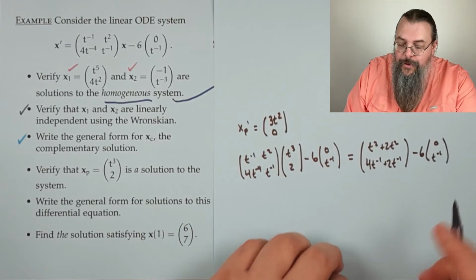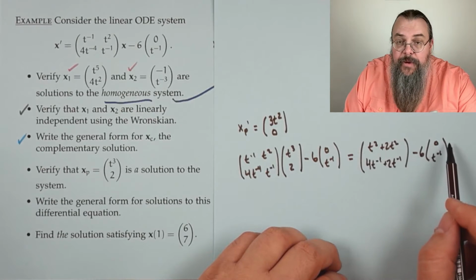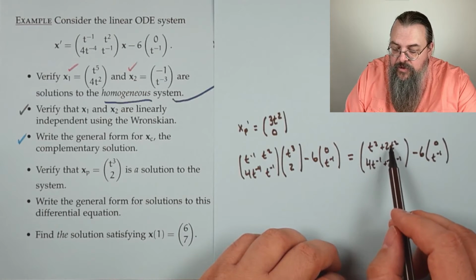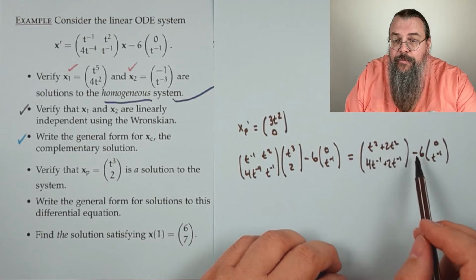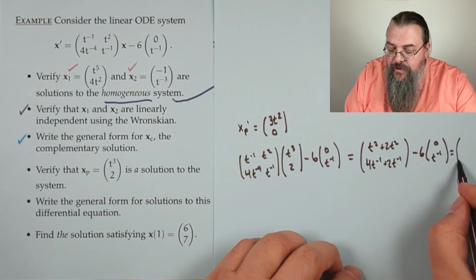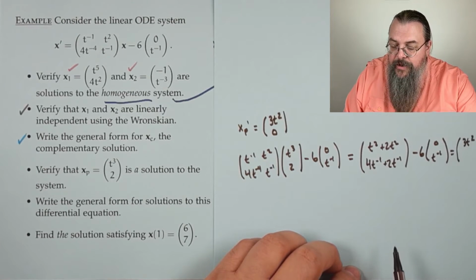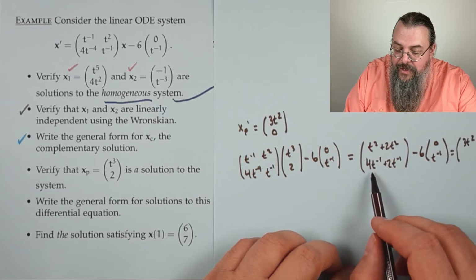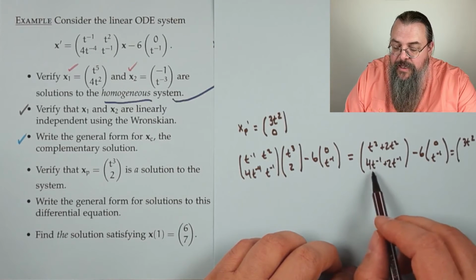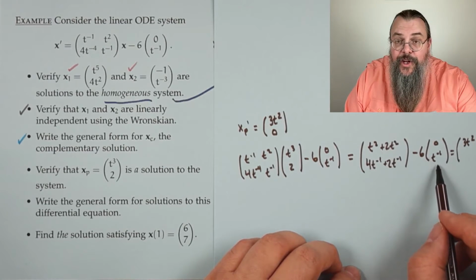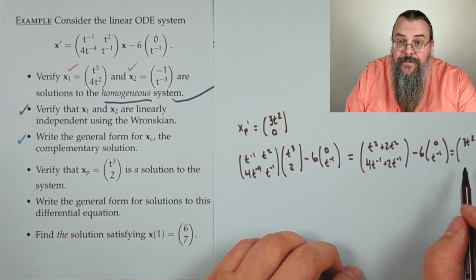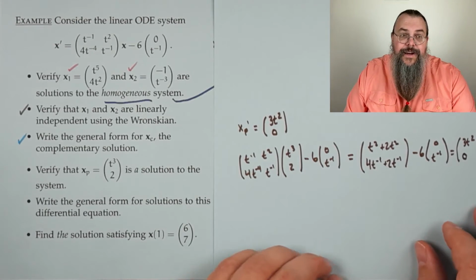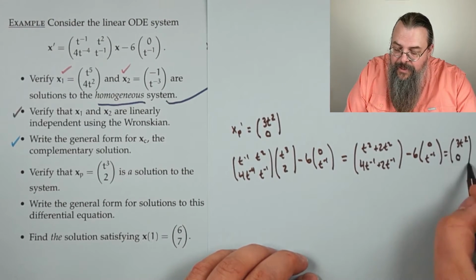Now, we can just combine the top entries, right? So we have t squared plus 2t squared minus 6 times 0. So what does that give us? t squared plus 2t squared minus 6 times 0 gives us 3t squared. Good. Bottom, 4t to the minus 1 plus 2t to the minus 1, that's 6t to the minus 1. We're going to subtract 6t to the minus 1. Well, 6t to the minus 1, subtract 6t to the minus 1, gives us 0. Nice. And so we have that.